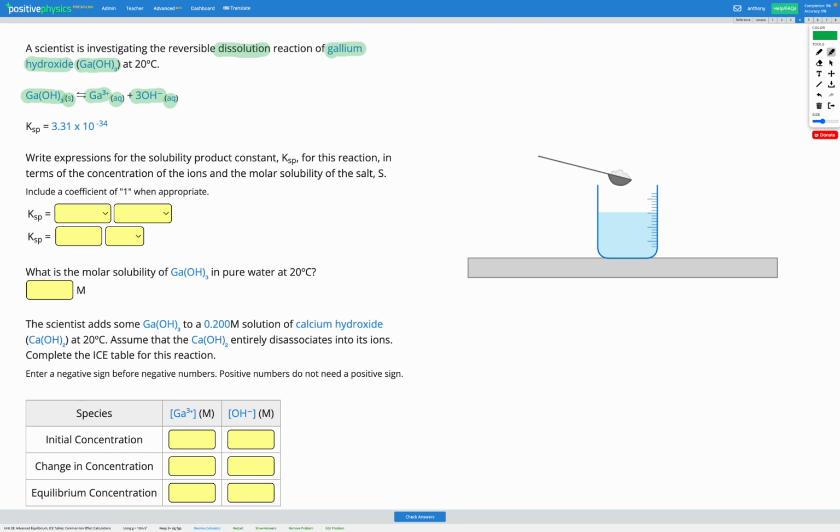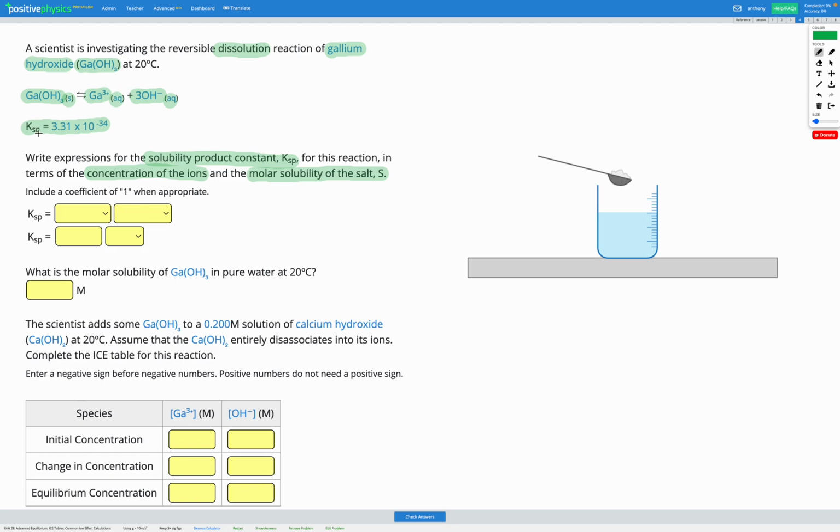meaning they're in solution. We're told that KSP, the solubility product constant for this dissolution reaction, is 3.31 times 10 to the power of negative 34. Next, we're asked to write expressions for the solubility product constant KSP for this reaction in terms of the concentration of the ions and the molar solubility of the salt S.